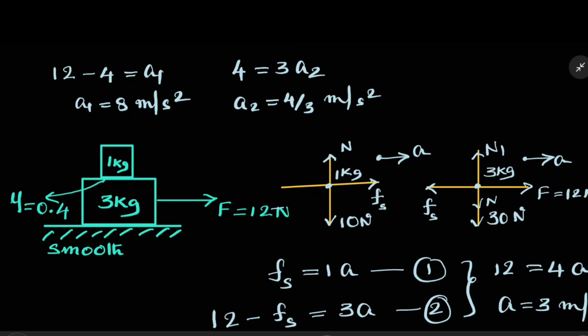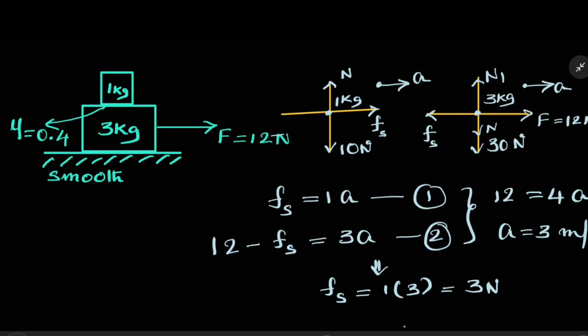This will not change. After all, the net force on the 3 kg plus 1 kg system is 12 Newton. So 12 is equal to 4 into A. Acceleration is 3 meters per second square. So from equation 1, the static friction required for this to happen is 3 Newton in this case, which is the static friction required to prevent relative slipping.